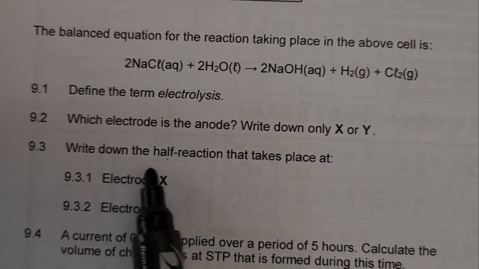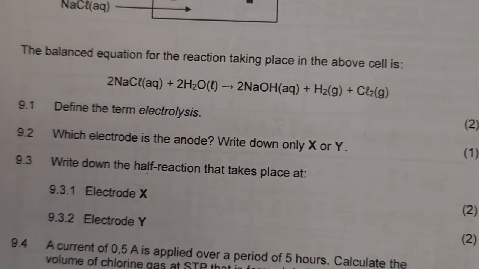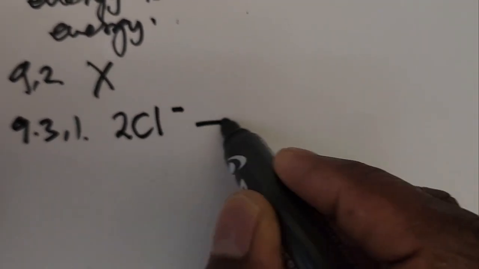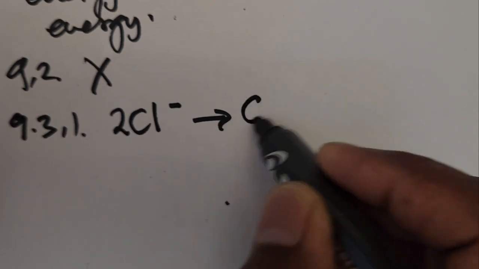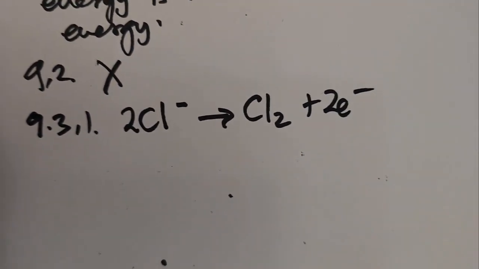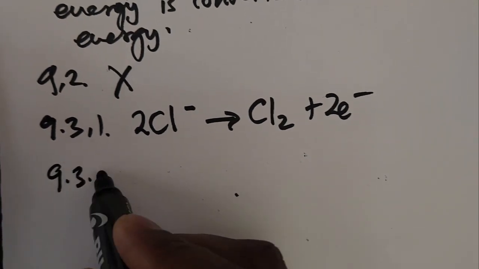9.3.1, write down the half reaction that takes place at X. X is our anode, that's where chlorine will be formed. Go to the table and just copy the reverse reaction, which says 2Cl minus forms Cl2 plus 2 electrons. If that's the case, you get the 2 marks. Remember the rule in marking this one.